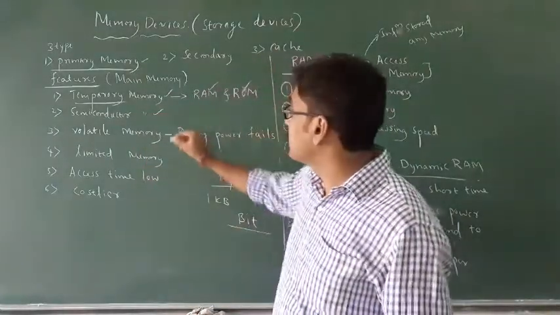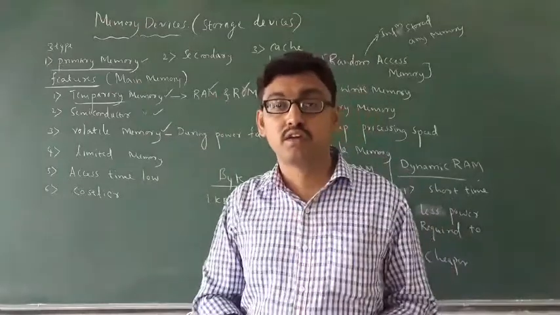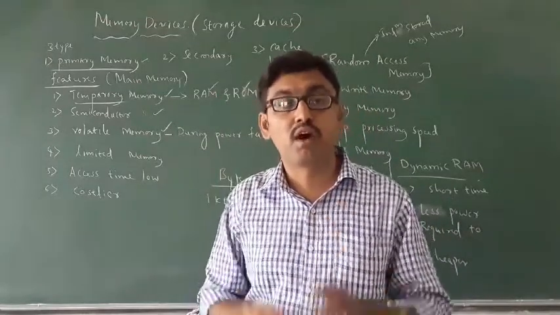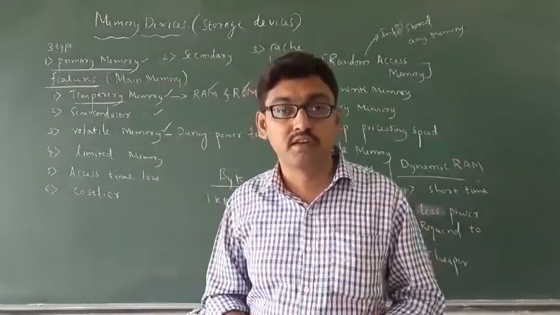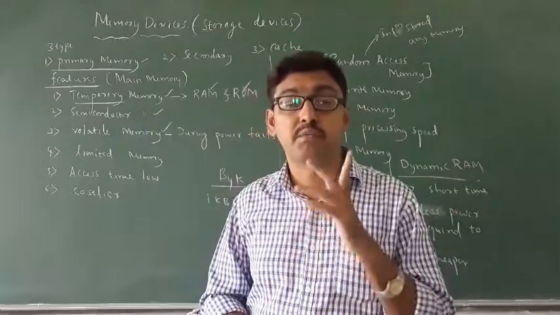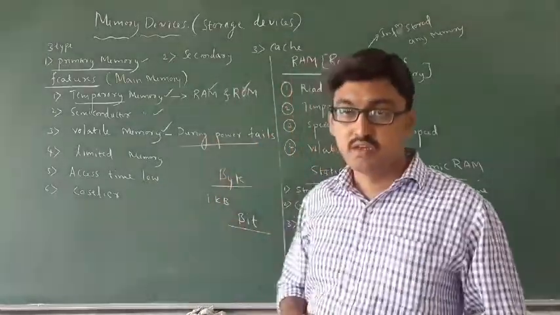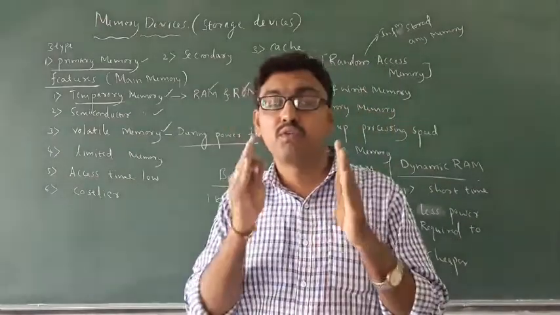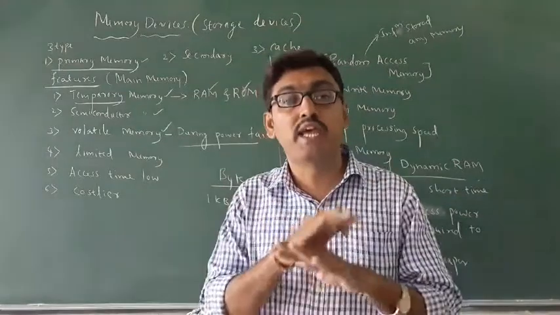Then the third feature is that primary memory is called volatile memory. Volatile memory means what? Many times the question is asked, what is volatile memory? RAM is a volatile memory. Primary memory is a volatile memory. Why? During power failure, whatever data you store in it will be erased.